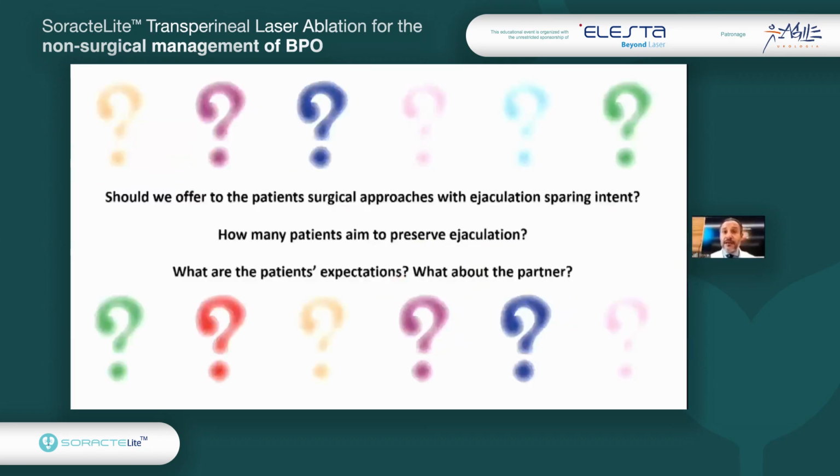So at the end of the game, what are my questions, and what I hope we will be able to give some answer to, is: should we offer patients today surgical approaches with an ejaculation sparing technique? And if yes, how many patients aim to preserve the ejaculation? And so what are the patient expectations? And what about the partner? So what are the partner expectations?